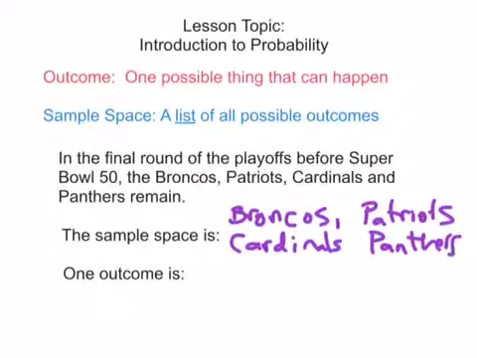And again, they were all just listed in this case right here, and that's not always going to be the situation. What is one outcome for the Super Bowl? Well, one outcome would be the Panthers are going to win. That is one possible outcome. So, sample space is all the possible outcomes listed, and an outcome is one of those possible outcomes.